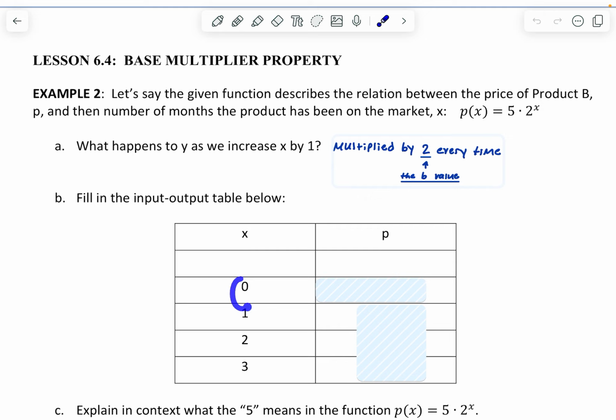When x is 0, what is p? I want you to think about what it is right now. We don't need to do any substitution. We can figure it out just by looking at this. 5. It's our a value. Our starting value is our a value. Where do we start? A, 5. And the pattern, think about your multiplier, what are we going to increase by every single time? We're going to increase by a multiple of 2. We're going to multiply by 2 every single time.